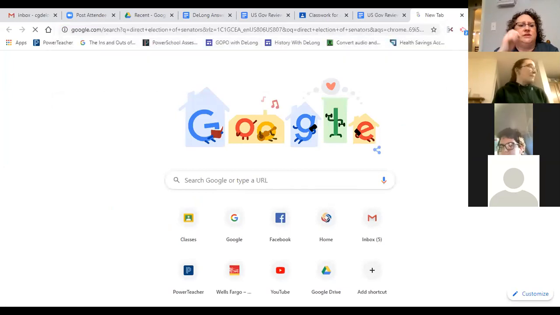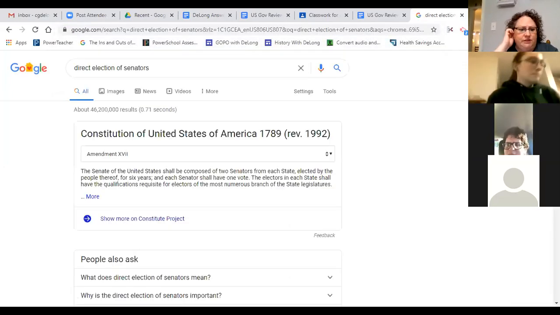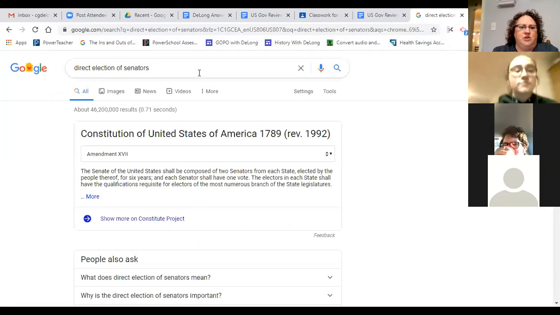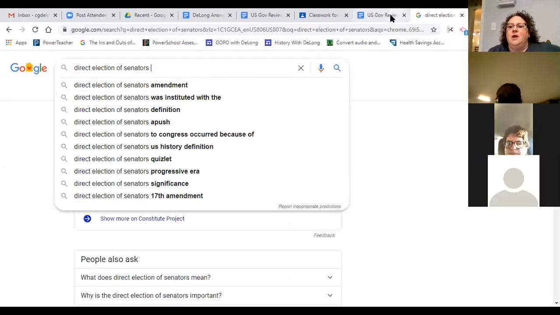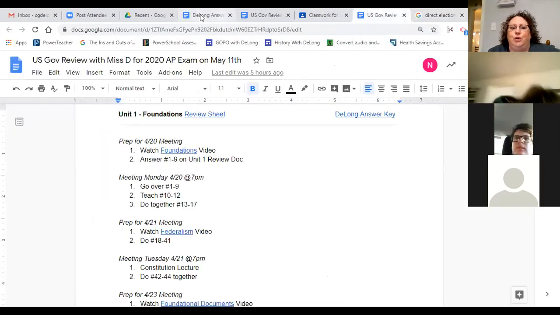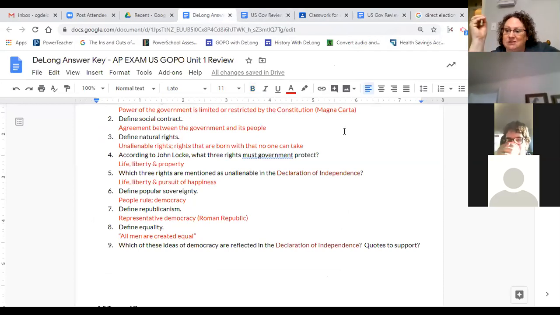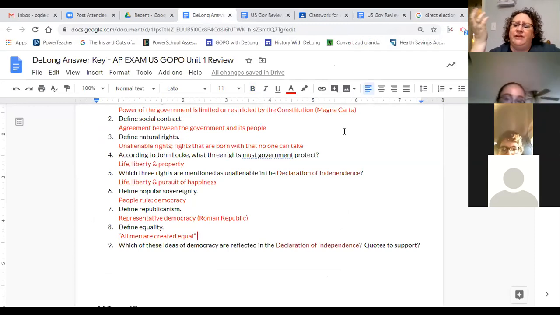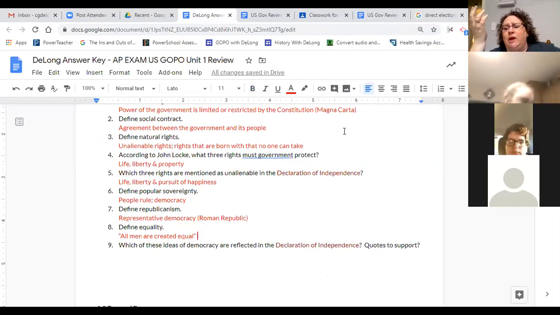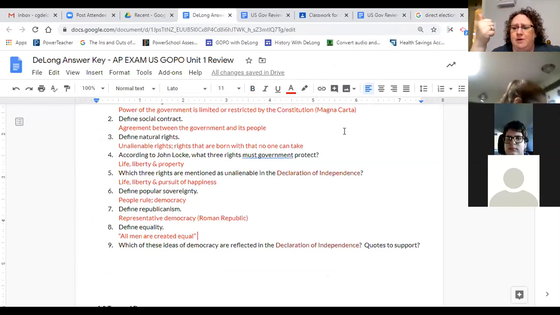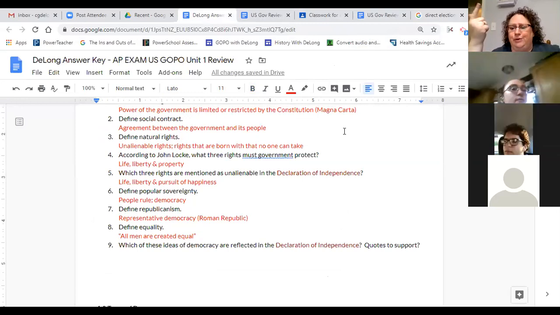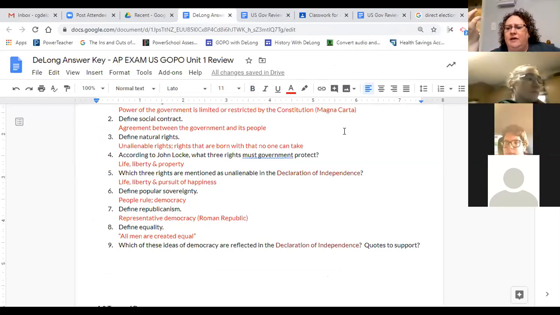And the direct election of senators, which amendment? The 17th Amendment. It meant that no longer was it the states' legislatures that were choosing, but the people got to vote. That's an example of an expanding of democracy. Also, when men no longer had to be church members or property owners, all those things are expansion of democracy.